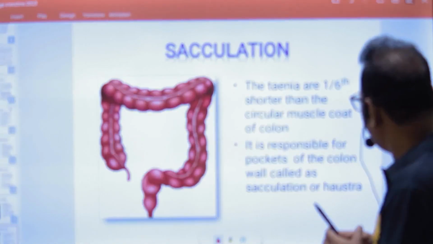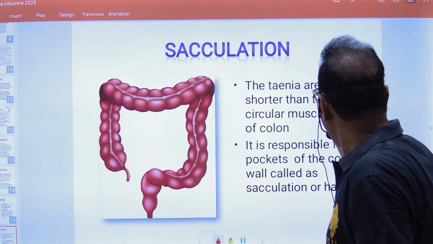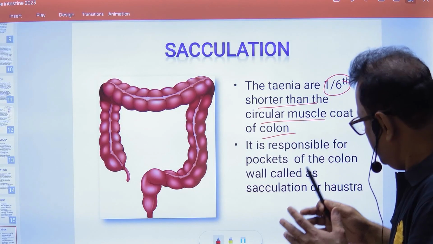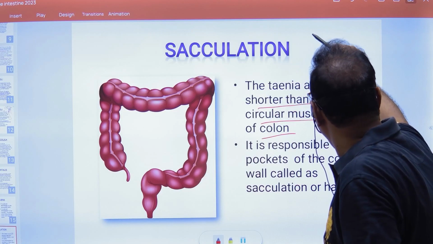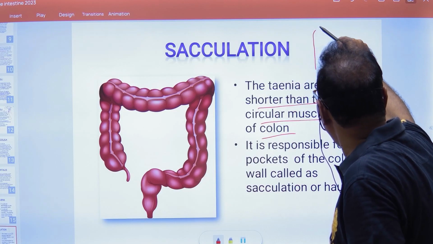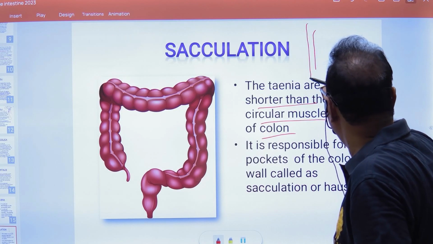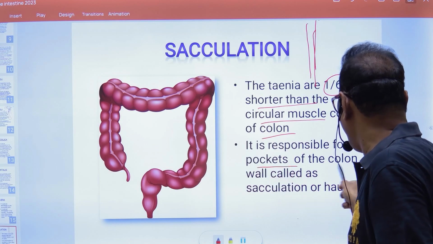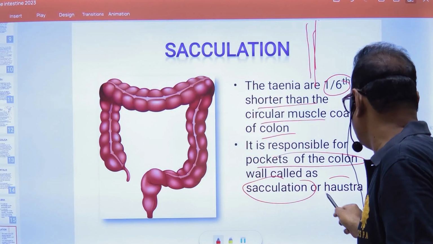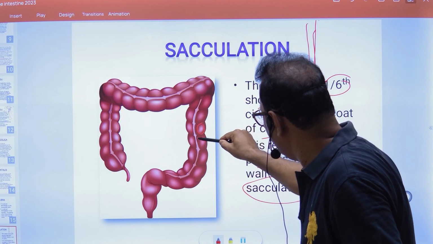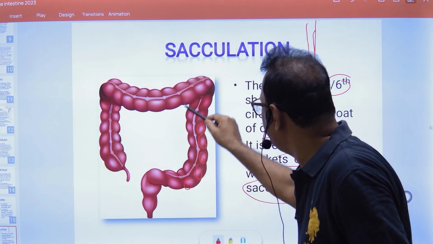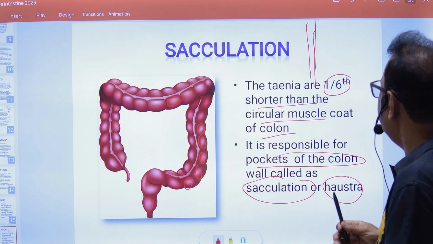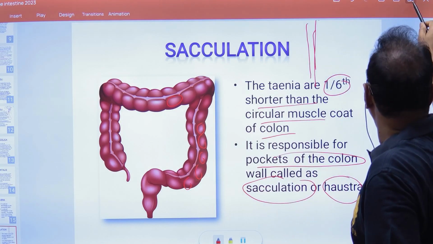Now we come to the sacculation. The tinea are one-sixth shorter than the circular muscle coat of the colon. We have got circular muscle over here, and the longitudinal muscle over here. The longitudinal muscle is shorter than the circular muscle, and this is responsible for the pouches of the colon. This is known as sacculation, or the haustra. See the haustra over here. They are all the haustra, produced due to the shorter length of the longitudinal layer.